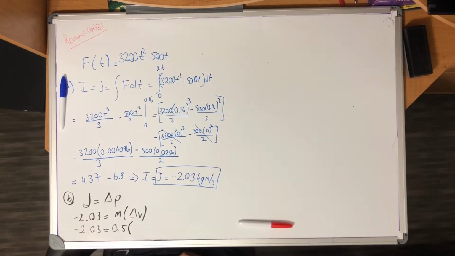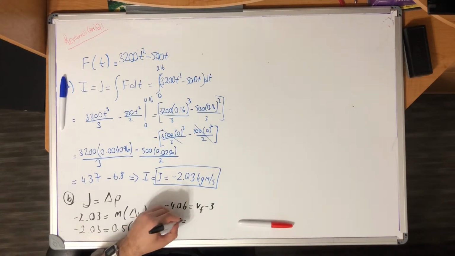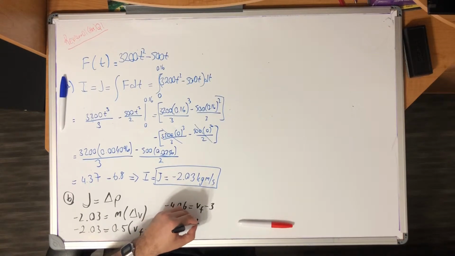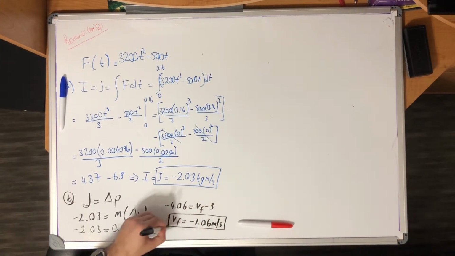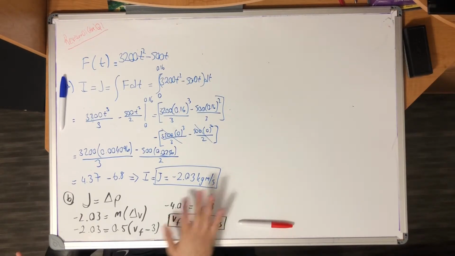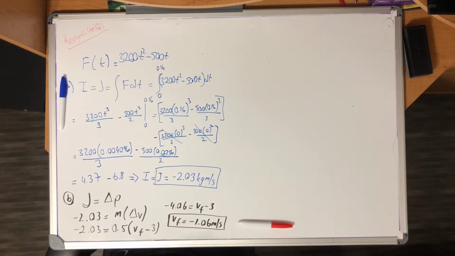So delta v is always final minus initial. So we do not know our final velocity. That's what we're trying to figure out. And initially it was given as 3. So we are basically going to solve this equation for v final. If you divide both sides by 0.5, then you're going to get negative 406 equals v final minus 3. And if you add 3 to both sides, your v final will be found as negative 106 meters per second. Do never forget your units. So as you can see, it is a straightforward thing. All you need to know is that impulse is equal to change in momentum, and then just plug the numbers into the place.